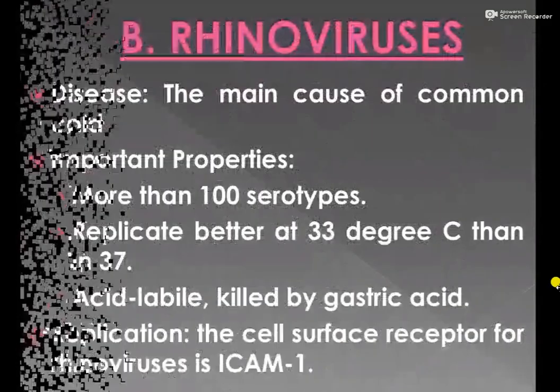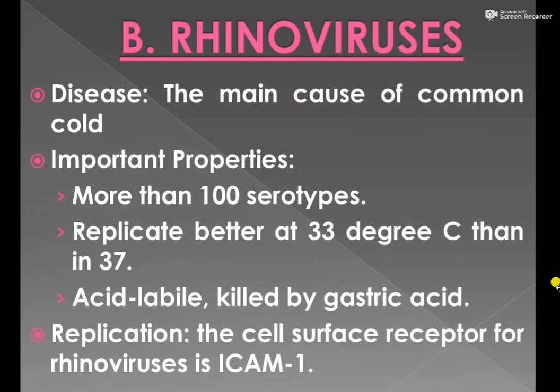Rhinovirus group disease is the main cause of the common cold. We get only a running nose and rhinorrhea, and there could be sneezing and coughing. Properties of these viruses: more than 100 serotypes, they replicate better at 33 than 37, and they are acid labile. They are non-enveloped RNA viruses of positive sense single-stranded RNA. Non-enveloped, single-stranded positive sense RNA, very important.